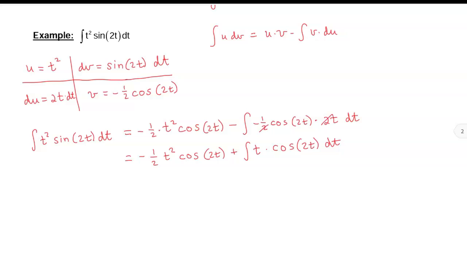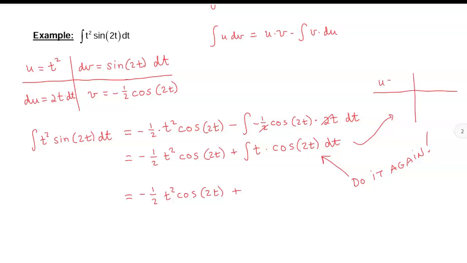Okay, we have a problem. The result gave us an integral that has a product in it. So I'm going to have to do it again. -1/2 t squared cosine 2t is fine. For that integral, I'll set up my chart. u is going to be the t. dv will be cosine 2t dt.